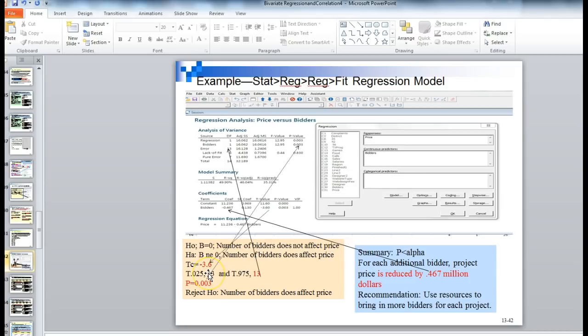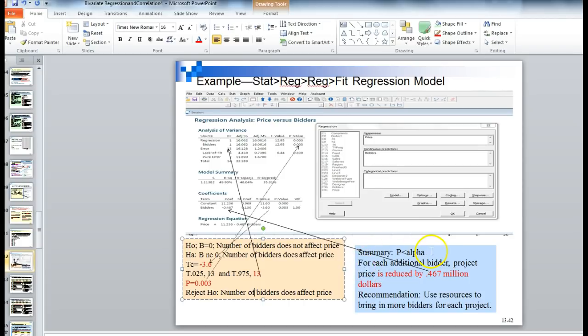I get my T computed off of Minitab right here. T computed. T table 0.025 and 0.975 with 13 degrees of freedom right here. My p-value is right here. We're going to use this one up for bidders. That's the p-value we're looking at because that's your beta is equal to 0, beta not equal to 0. That's my p-value. Reject, number of bidders does affect price.